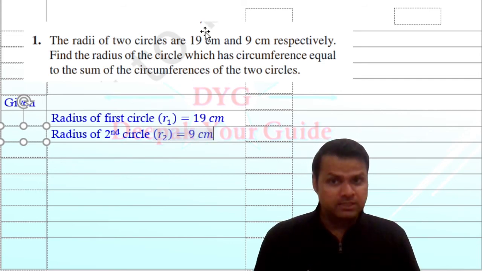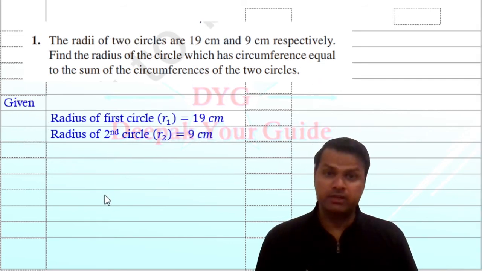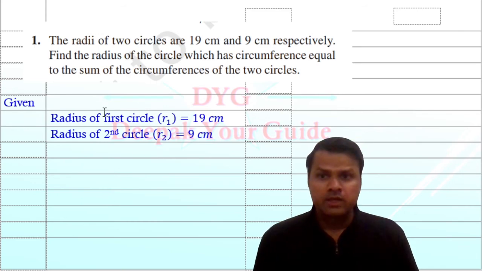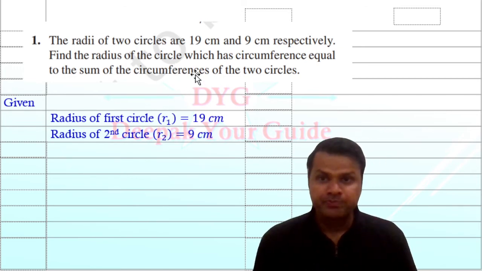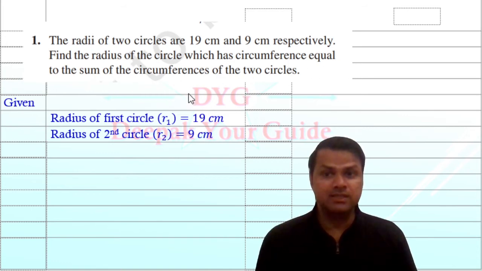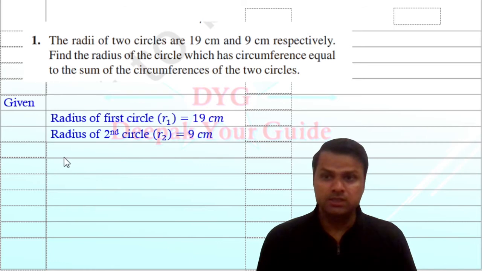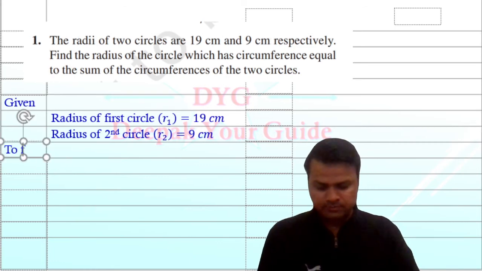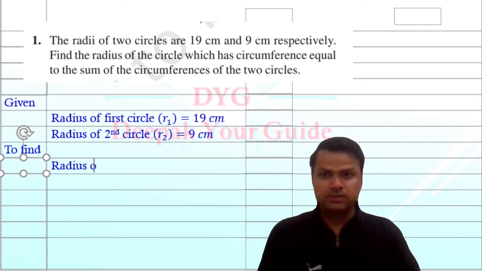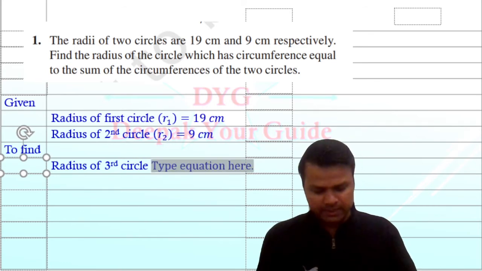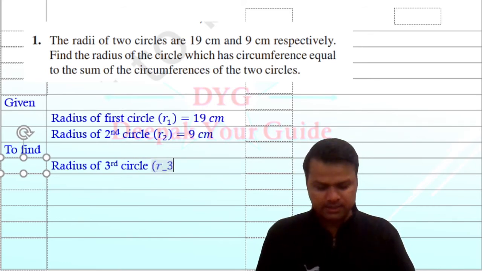So I read the first line and I understood this is the information they have given in this question. Now find the radius of the circle. Now we have to find the radius of a circle. That means there is third circle as well, which has the circumference equal to the sum of the circumferences of the two circles. That means I am writing here that we need to find something. And what do we have to find? We have to find the radius of third circle. I'm just saying that this is third circle. And let me name it also. Third circle, I'll say this is R3.